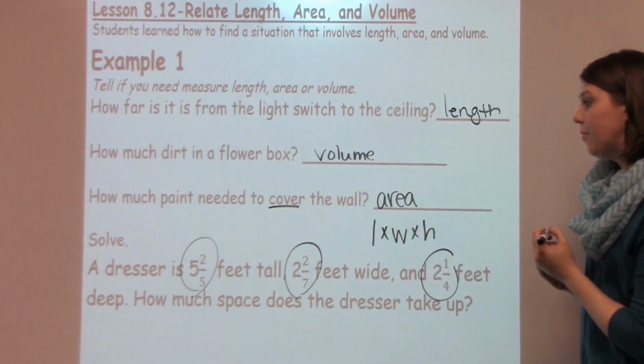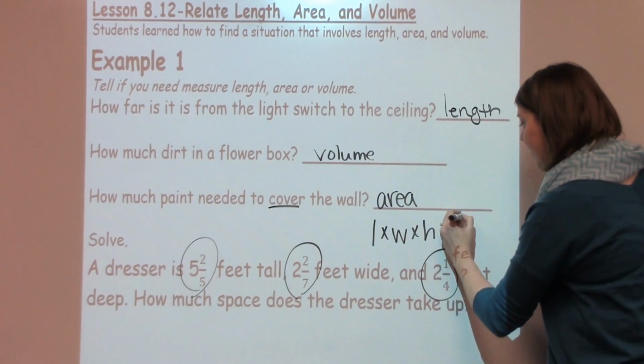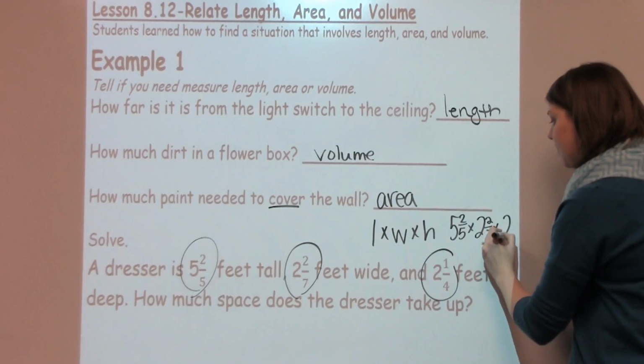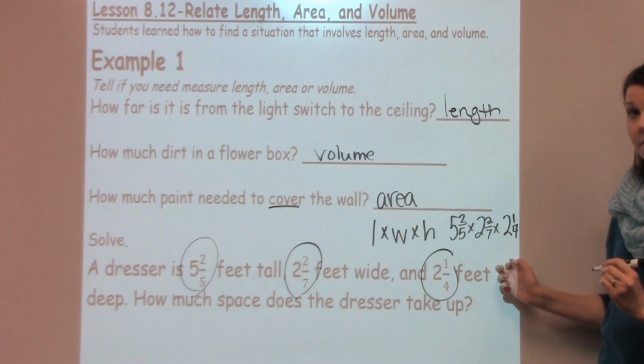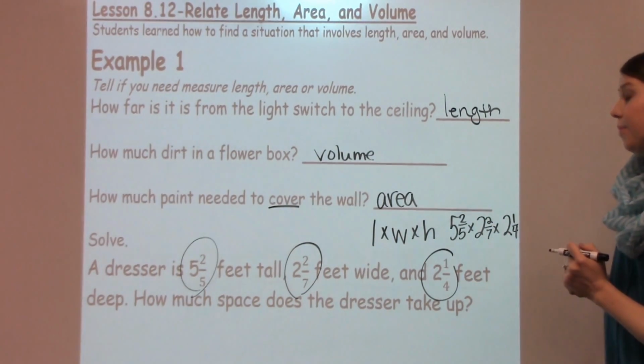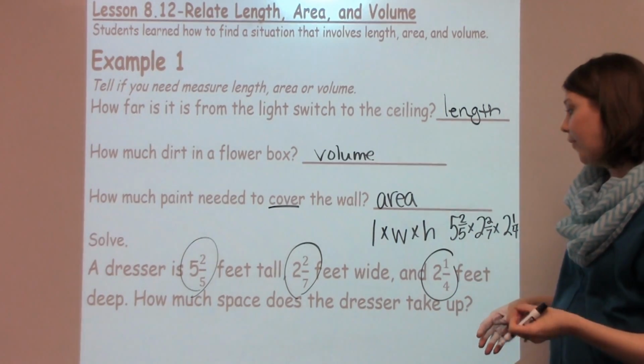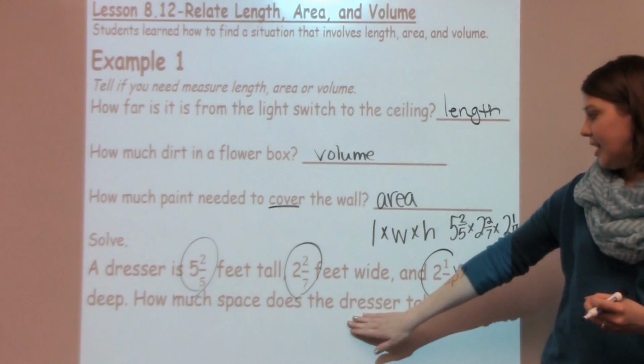Now to solve that, what I'm going to do is I'm going to write my 5 2/5 times my 2 2/7 times my 2 1/4. Now students are going to know from previous lessons that we cannot multiply mixed numbers, we have to change them into improper fractions. So I'm going to go ahead and do that down here.